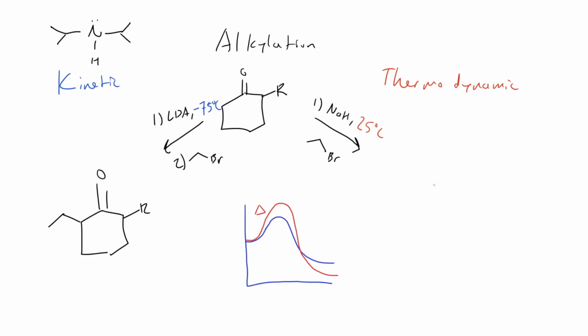If we jump over here to the thermodynamic product, it's pretty straightforward. It's just the same thing, except we've now added another alkyl group to this position instead. And again, note the base, we're using NaH because it's going to deprotonate the more substituted position, because there's absolutely no sterics involved with that base.